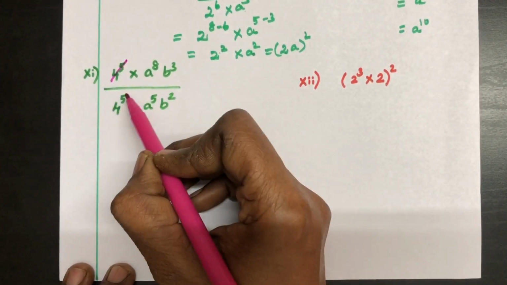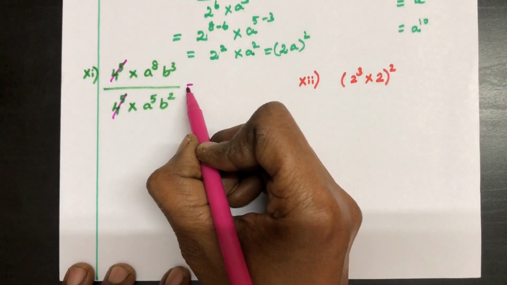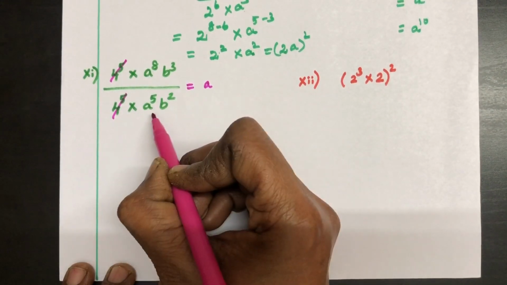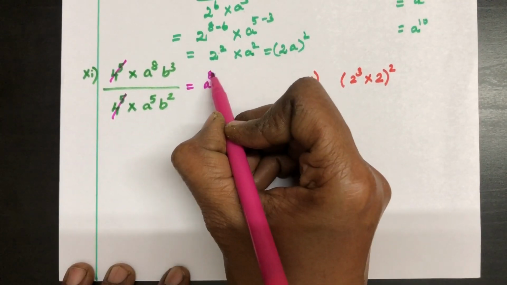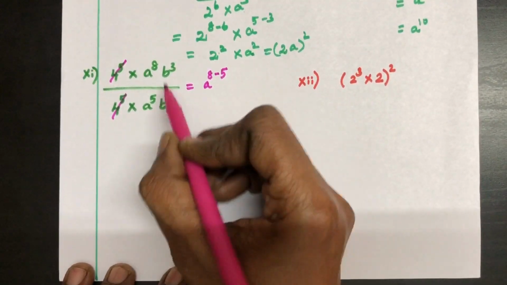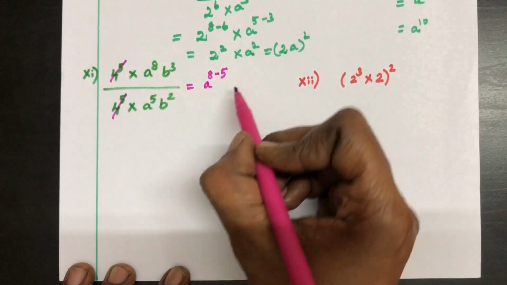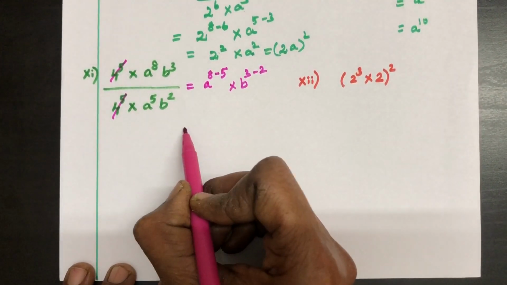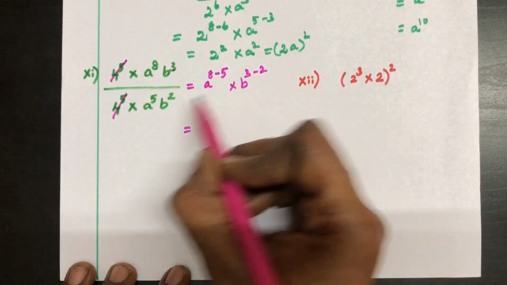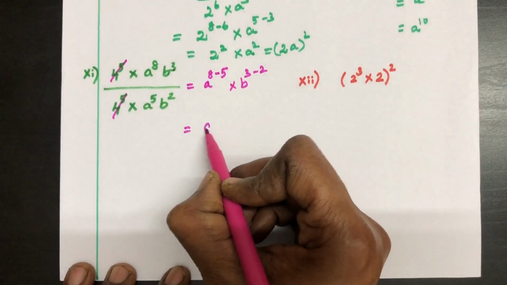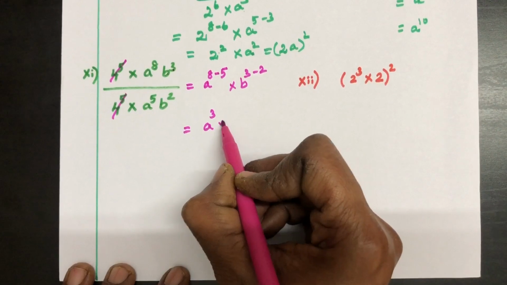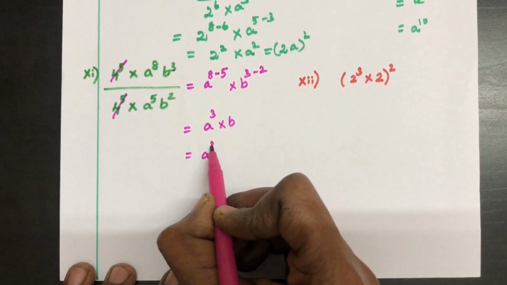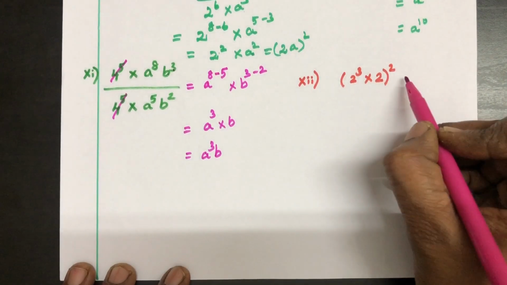4 power 5, 4 power 5 get cancelled by each other. A power 8, a power 5. In division, bases are equal, we can subtract the powers. B in division, so we can subtract the powers. Numerator power minus denominator power. That's all. A cube into B. That means a cube B is the answer.